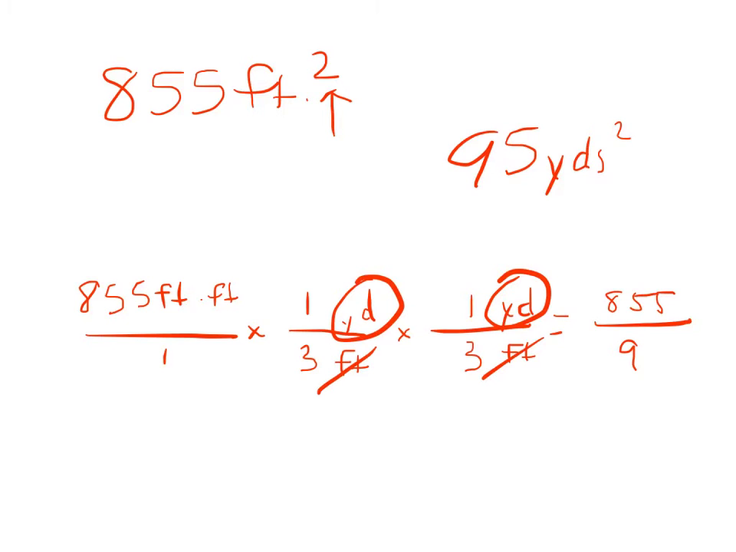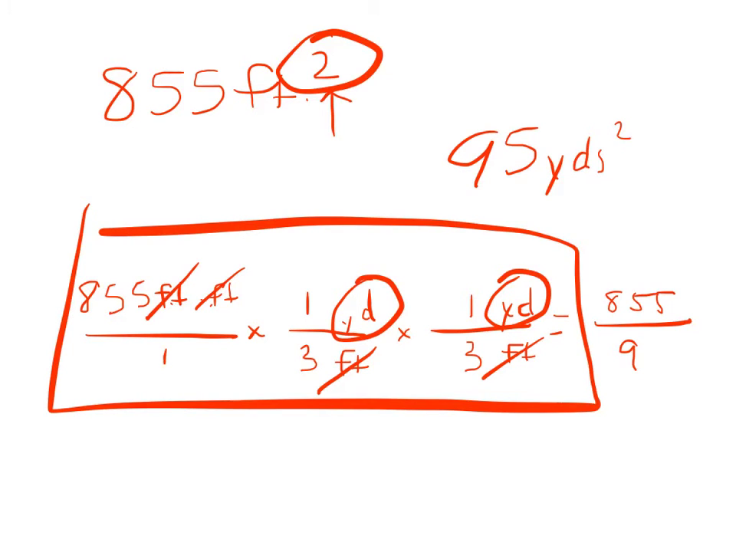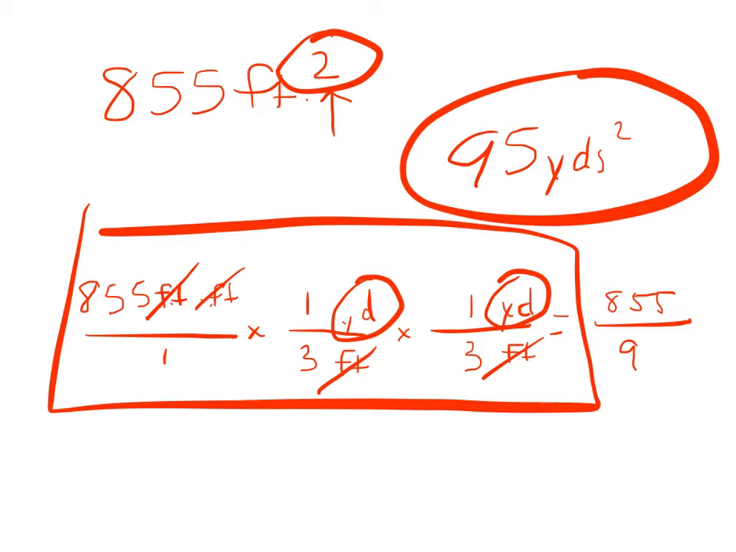This foot and this foot cancel out this foot and this foot. So we started out with a square because I have 2 of them here. Right here, I need to have 2 over here. So in this example, we used 3 total unit multipliers to get our answer, 95 square yards.